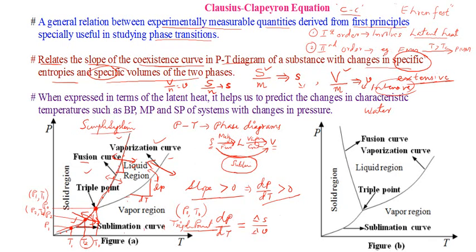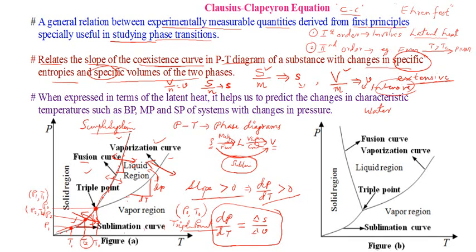So this is actually the simplest form of what is known as the Clausius Clapeyron equation. We will be deriving it shortly. Now, what is its use? I told you generally this is a relationship that is used in studying phase transitions.